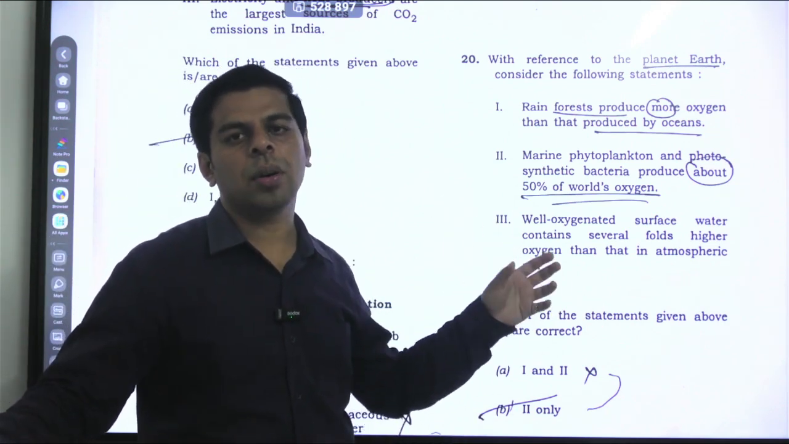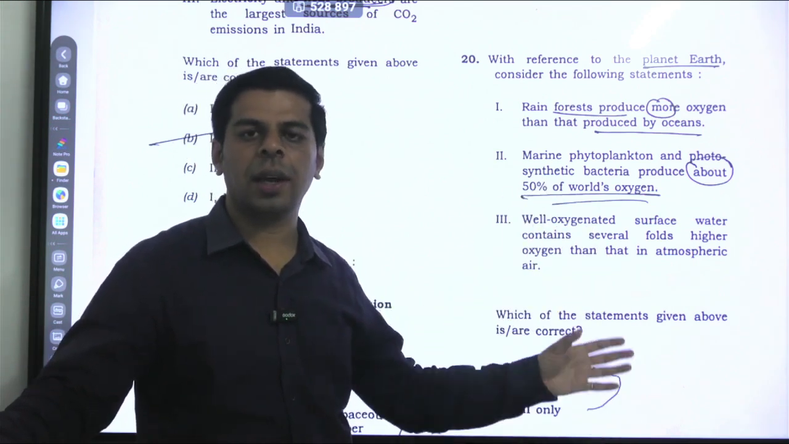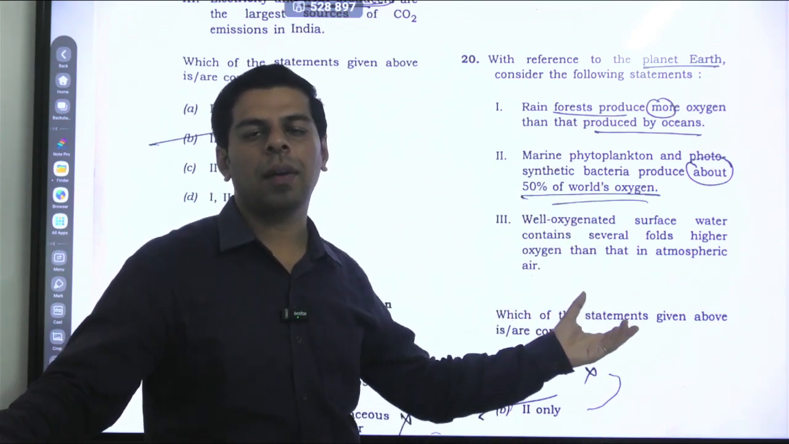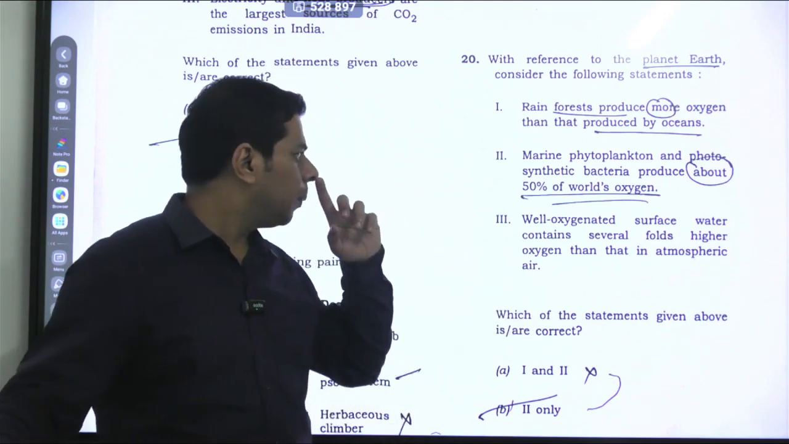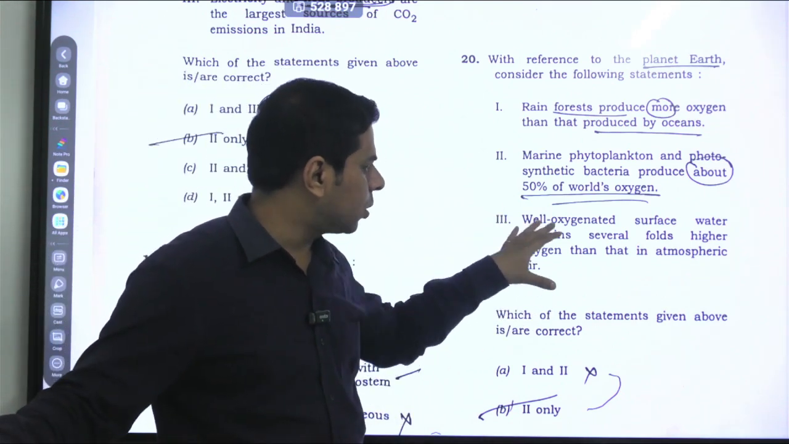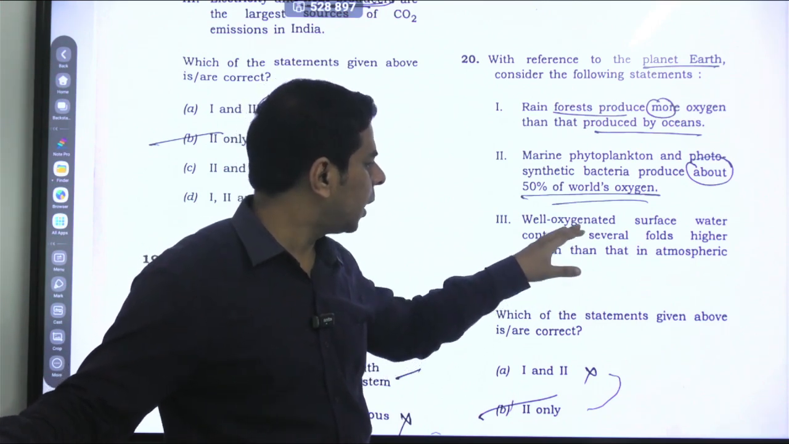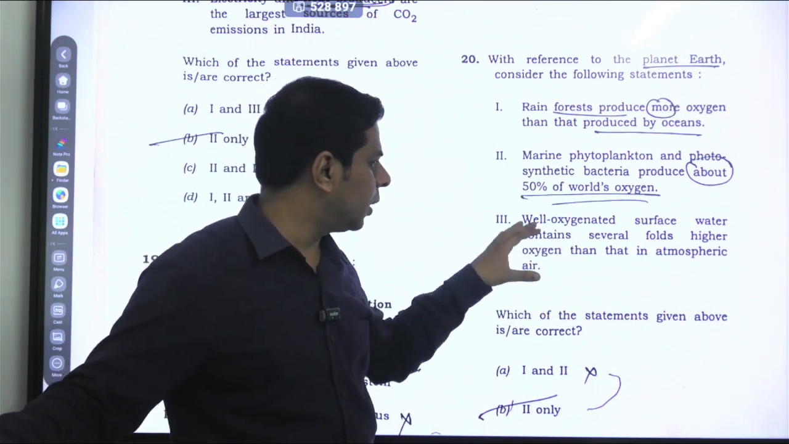For these lower organisms, even though they at times are invisible, their contribution to the food chain as well as to the biogeochemical oxygen cycle is immense. So the second statement is correct. The third one says well-oxygenated surface water contains several-fold higher oxygen than atmospheric air. This is once again a wrong statement.